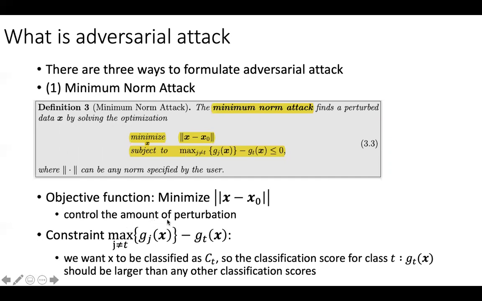The constraint is to keep the maximum classification score for any class j, which is not class T, minus the classification score for class T to be less than or equal to 0. So the interpretation is that we want x to be classified as class T. So the classification score for class T, which is g_T(x), should be larger than any other classification scores.